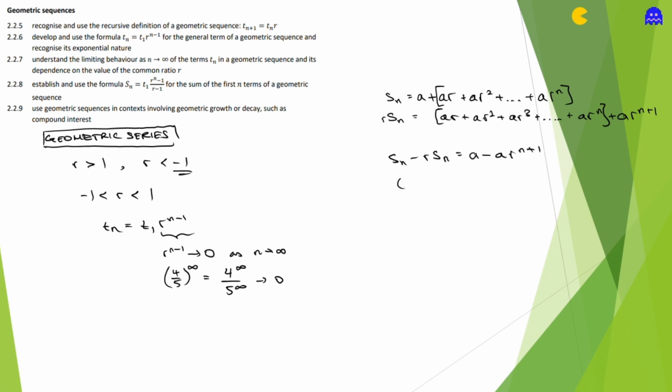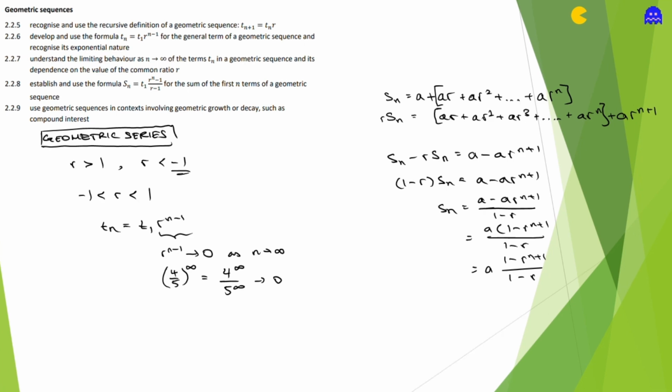So if we factorize, we get (1 minus R) multiplied by Sn equals A times (1 minus R to the n plus 1). And so the sum of a geometric series is equal to A(1 minus R^(n+1)) over (1 minus R), where A is our initial term. We can take the A out, giving us A times (1 take R to the n plus 1) over 1 take R.